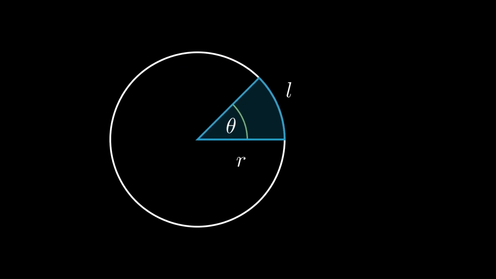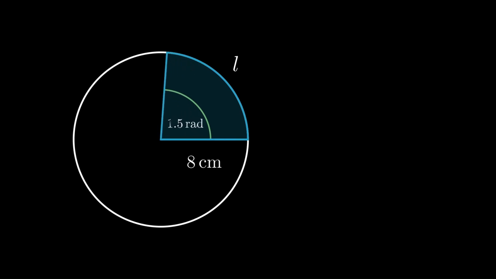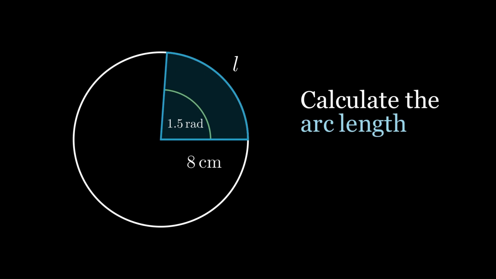Let's take a look at an example. Say we have a circle with a radius of 8 centimeters and a sector making an angle of 1.5 radians. How would you calculate the arc length? You may need to restructure the formula from before to find the unknown L.